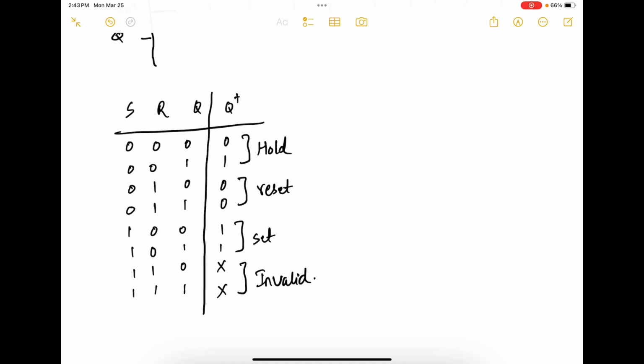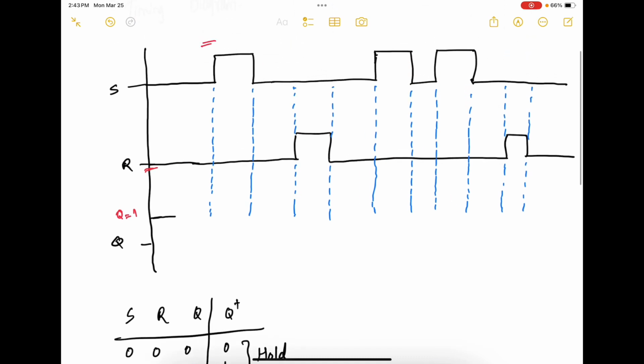Now, using this table, let's try to fill out the diagram. Right, so initially, S is 0, R is 0, and Q is 1. So it's going to basically hold the value. Here, S equals 1, R equals 0. When S equals 1, R equals 0, it's going to set the value. Since it is already 1, it's going to continue setting the value. Now when S is 0, R is 0, it's going to hold the value of Q, so keep holding it.